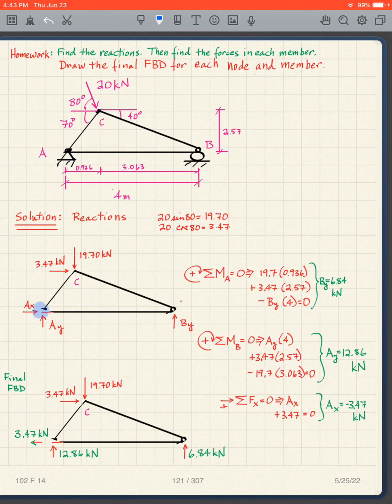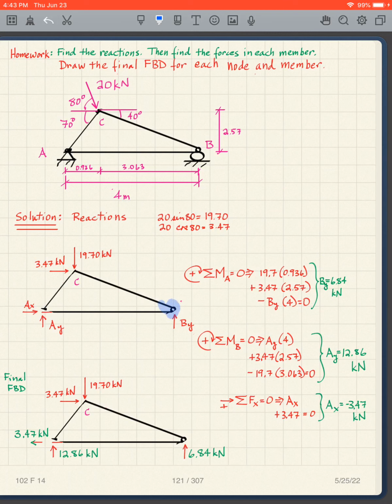Take moments about point A. And again, we've done this a million times, but what do I get? I'll go faster. 3.47 times 2.57 clockwise. 19.7 times 0.936 clockwise. BY times 4 meters counterclockwise, I solve for BY.